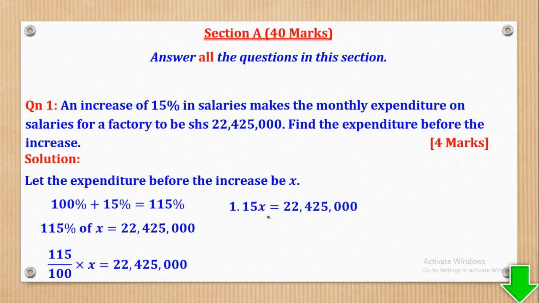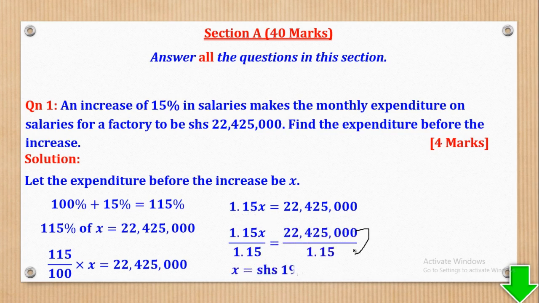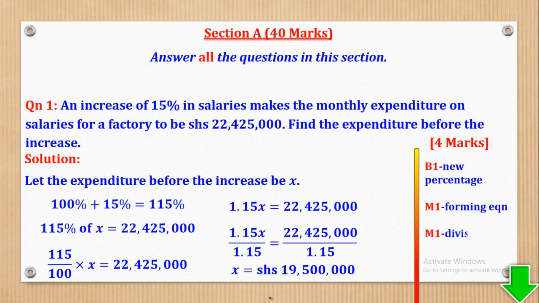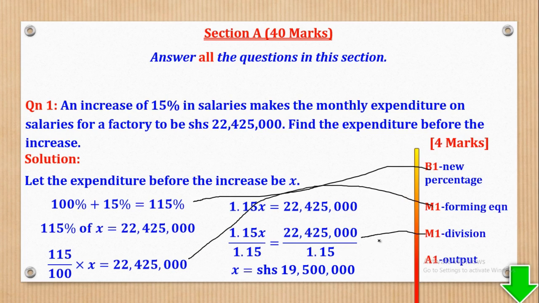From there, the next thing to do is to divide both sides by 1.15 so that we make X the subject. So when you divide, this divided by this will give us X equal to shillings 19,500,000. So basically that's what they wanted. Now let's see how much can be awarded. So B1 for getting the new percentage, M1 for forming the equation, M1 for division, and A1 for output.